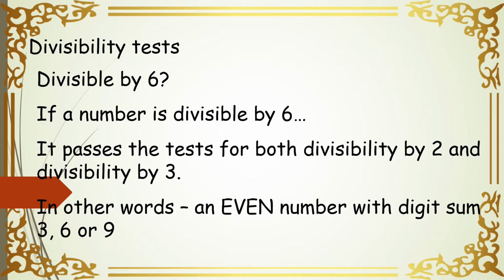Now, I'll explain you with an example so that it becomes clear. The statement is, if you read it at once, thoda confusing ho jata hai, but it is very simple. Again, I'll explain. If there is a number given to you and if it passes the test of divisibility for 2 and for 3, then you say that it will be divisible by 6. In other words, an even number with digit sum 3, 6 or 9.